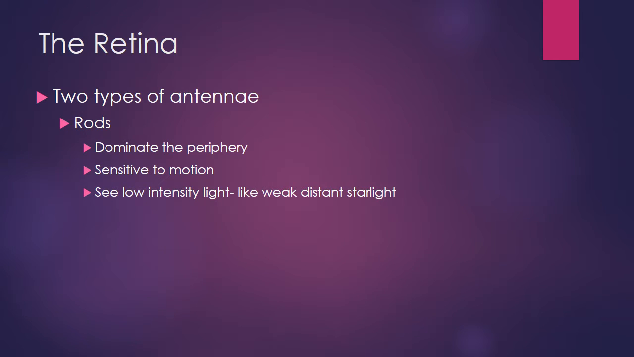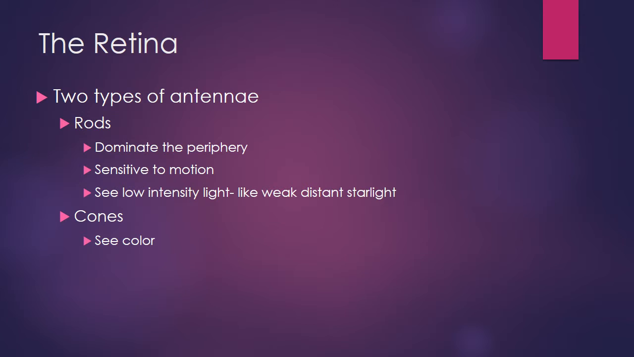And so low intensity light, weak lights like distant starlight are going to fire your rods more than your cones. And so your rods don't see color at all. They see motion. So when we look at the starlight, everything looks white because that light is very weak and distant. And so we don't really see the light from the starlight with our cones. We see them with our rods, and that's why they appear white.